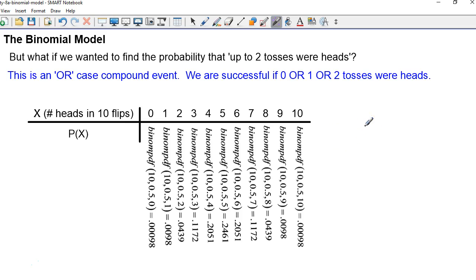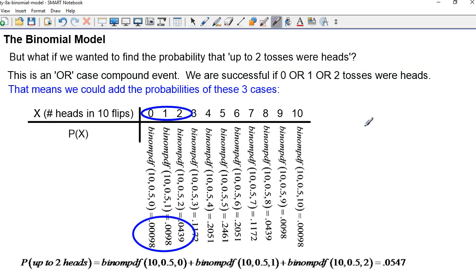Okay, well, what if I wanted to find the probability that up to 2 tosses were heads? This is actually an OR case compound event. We're successful if we get 0 heads, or 1 head, or 2 heads. And we know that in OR cases we would add probabilities, right? So we would add the probabilities of these 3 cases: the probability of 0 heads, the probability of 1 head, and the probability of 2 heads. We could use the binomial PDF function for each one of those cases. This is the probability of having exactly 0 heads, the probability of exactly 1 head, the probability of exactly 2 heads, and they add up to a total of 0.0547, a little over a 5% chance.